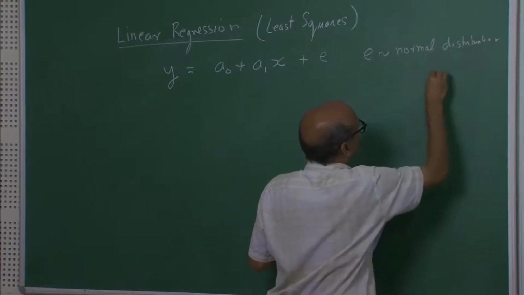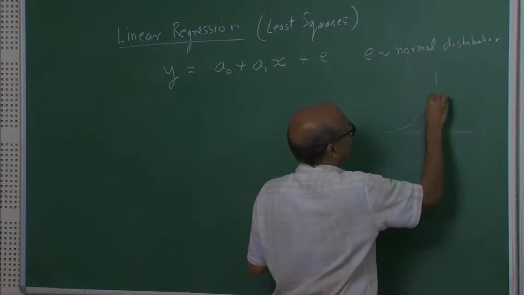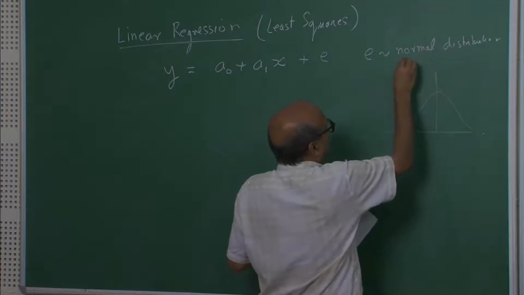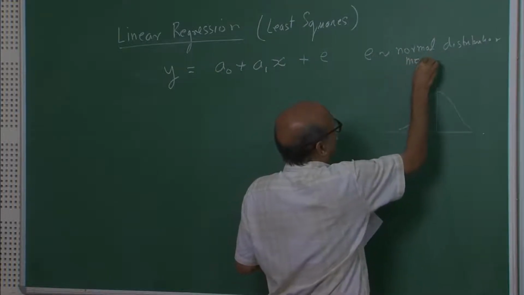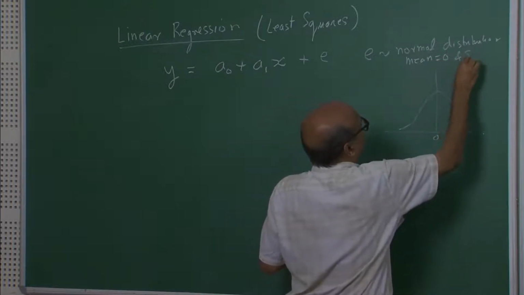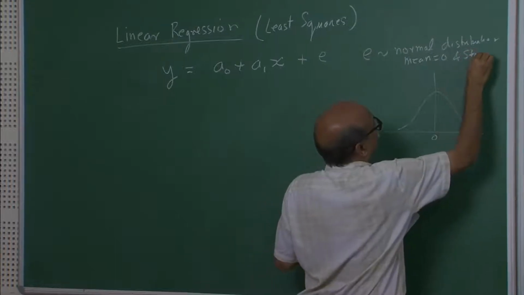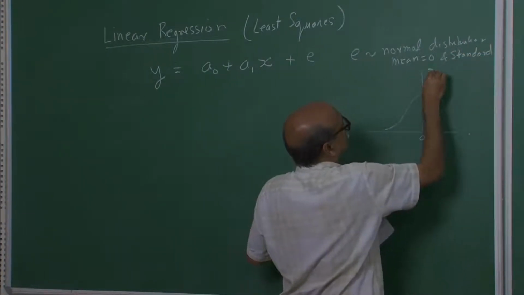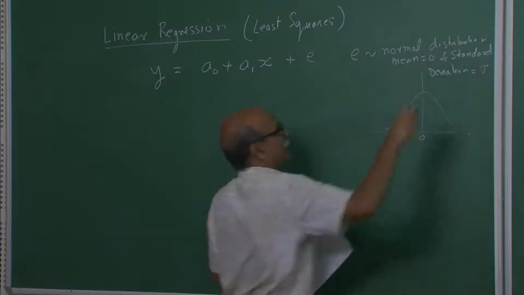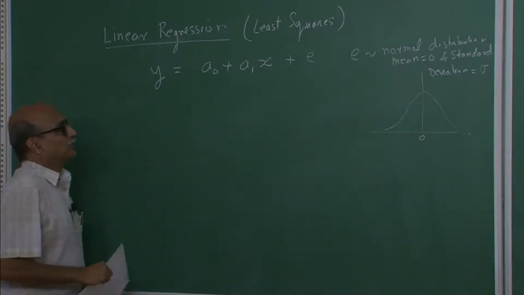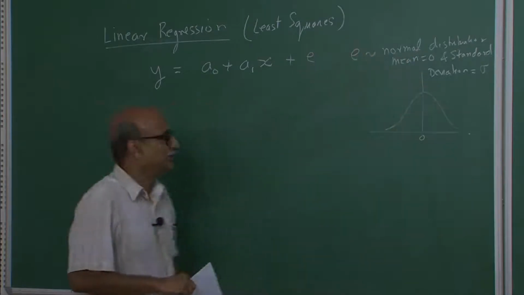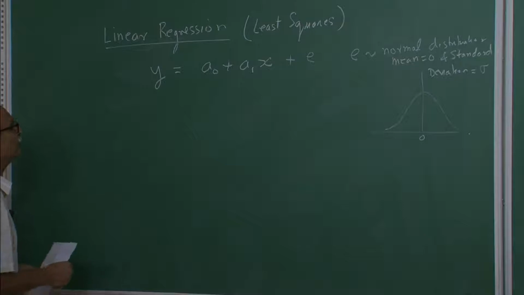The normal distribution is a bell shaped curve with mean of 0 and standard deviation of sigma. So, since it is an error term, the mean is 0. The average of all the errors put together should reduce down to 0.